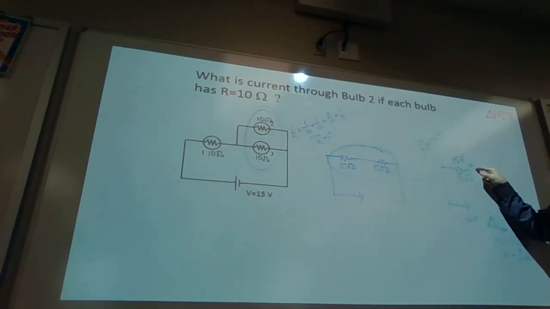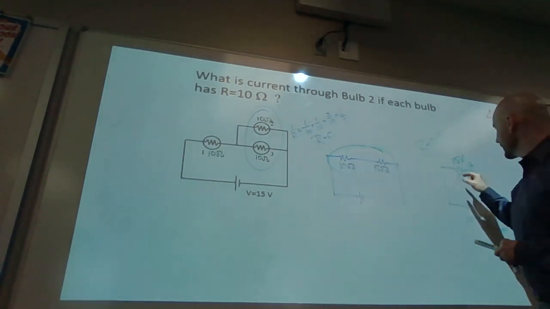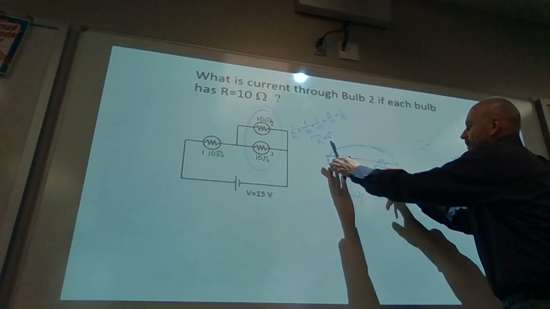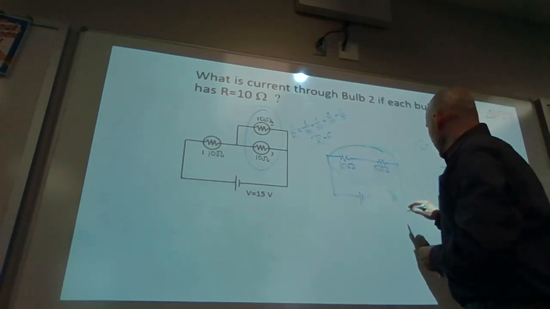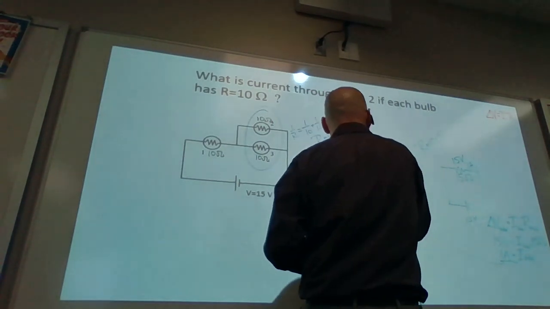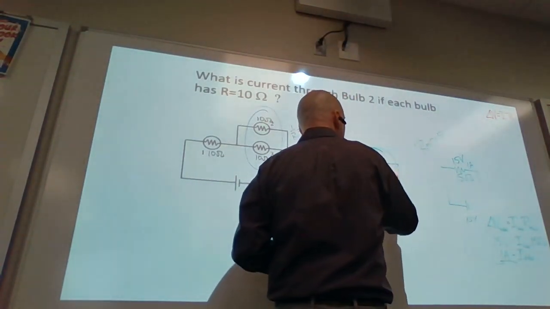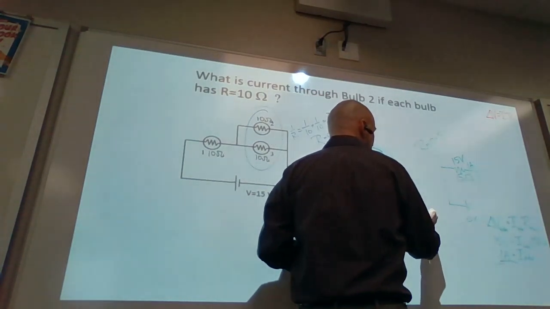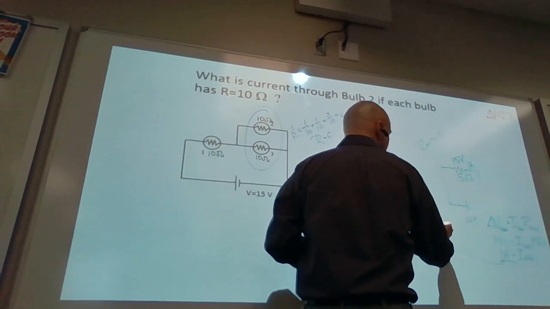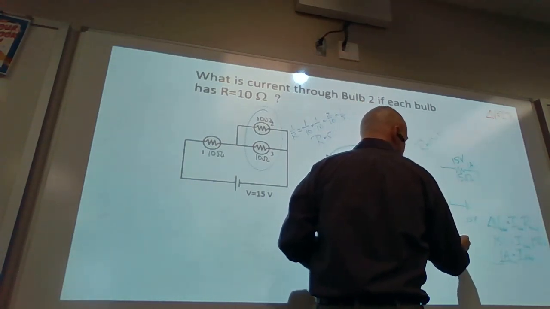Whatever current I have here, that's the same current I'm going to have here and here because these came from series. This is a combination of these two in series. So whatever this is, that's the current here and through there. So I've got 1 amp flowing through this one and 1 amp flowing through that one, because in series the current is the same.